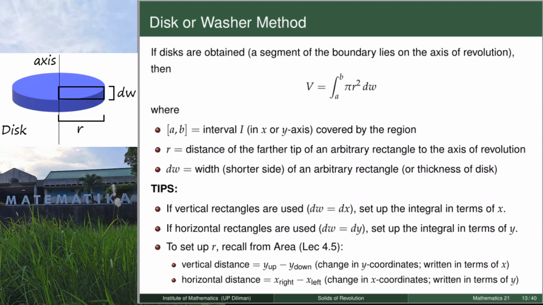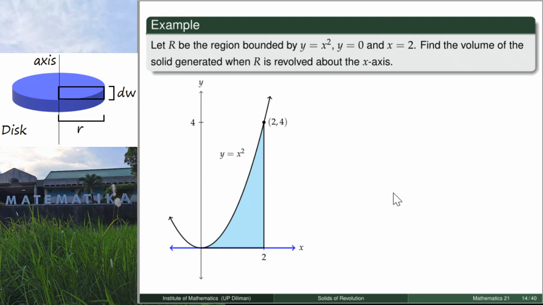So here, x in terms of y sila, kaya the entire expression here will be in terms of y. Okay? Also, just recall that this is y up minus y down, meaning yung y coordinate muna ng taas minus y coordinate ng baba. And this is x right minus x left, meaning x coordinate ng nasa kanan minus x coordinate ng nasa kaliwa. Okay? So those are our tips, and let's try to apply them in our example.